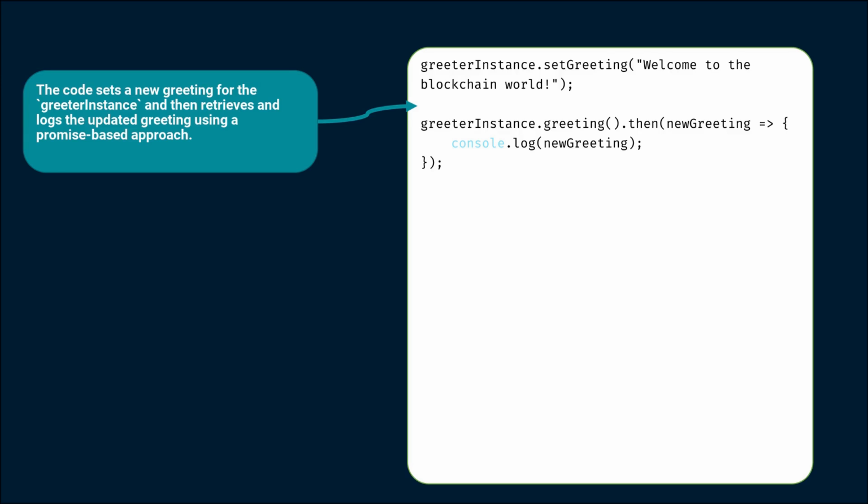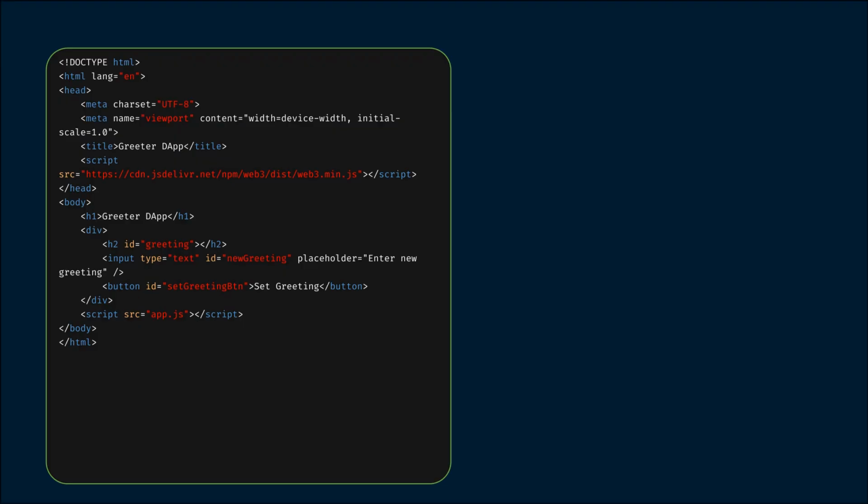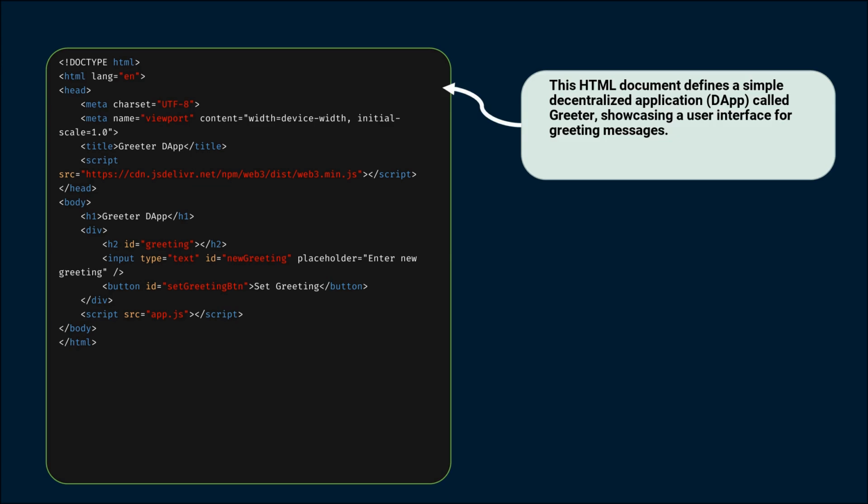If everything works correctly, we should see "Welcome to the blockchain world" output in the console instead of the initial "Hello, world." This interactive capability of smart contracts exemplifies how decentralized applications enable direct interaction with the contract state, enhancing user engagement and experience. Now let's take a look at how we can create the front-end interface for our greeter decentralized application, DApp, using HTML and JavaScript.